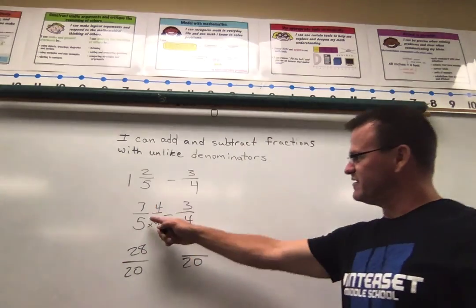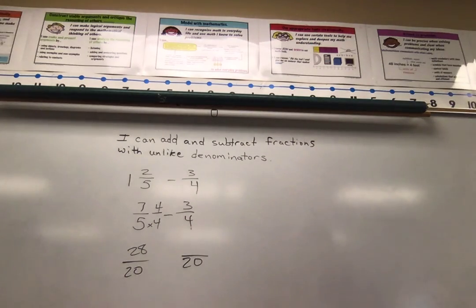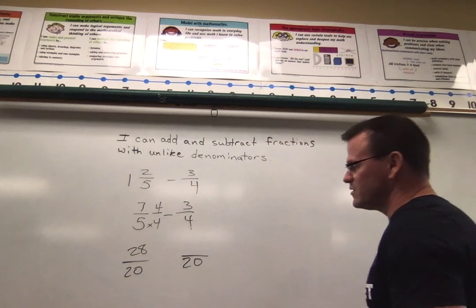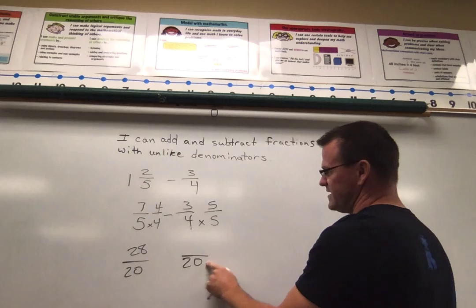And again, that's an equivalent fraction. If I do whatever I do to the bottom, I do to the top. You've got that identity property. You're just taking it times 1, so it stays equal in value. And this one I will take times 5/5 to get this to 20 in the denominator.